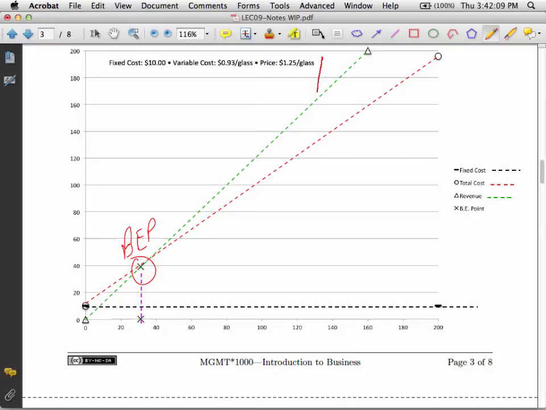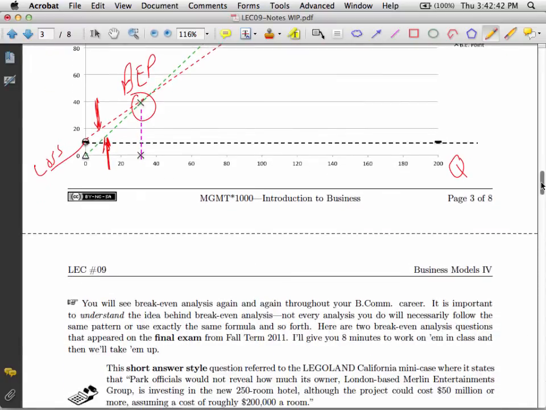So again, up here we've got our green line, our revenue line exceeding our cost line. Down here, our cost line exceeds our revenue line. So we have a loss in here, and we have profit up here in this part. There we go. And again, this is quantity of lemonade, number of glasses, number of cups, and dollars on the vertical axis.